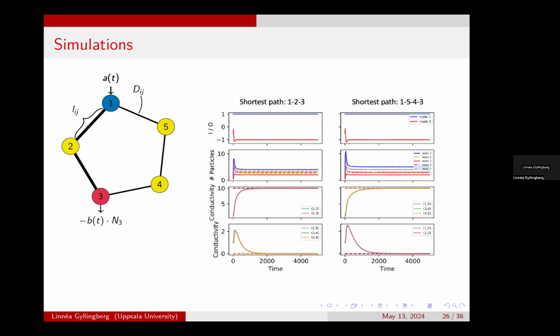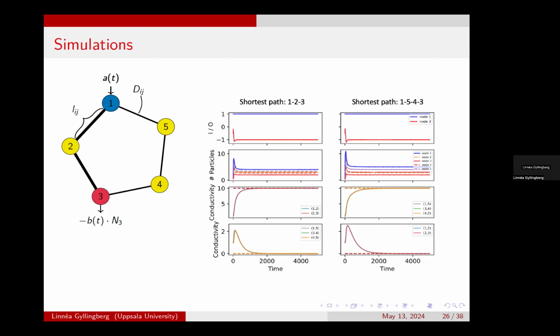So what happens if we simulate this model? Here is the network. We start by studying it on a really simple network, a regular graph. When 1, 2, 3 is the shortest path, so this length is shorter than that length, at the top we have an input and output: A(t), and the other one is minus B(t) times N_3. First it's 1 and the other one is minus 1/2, but then it self-organizes, so the input rate equals the output rate. So it's 1 and minus 1.